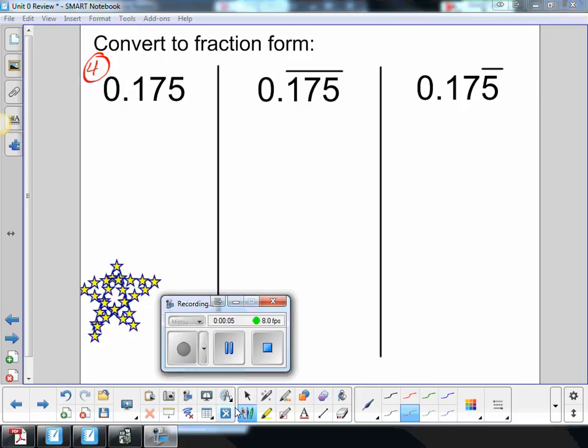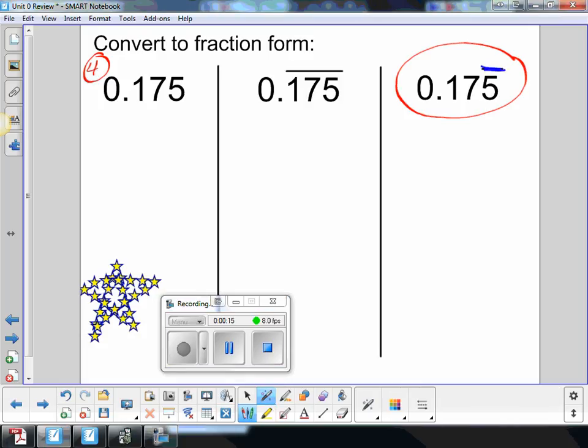Here we go. We have number 4 on the review for Unit 0, and we're going to work backwards here. Let's do this one first. Before we do anything, let's realize what this means, this line that tells us that the 5 only repeats. So we have 0.17555, and so on. Okay, so the 5 only repeats.